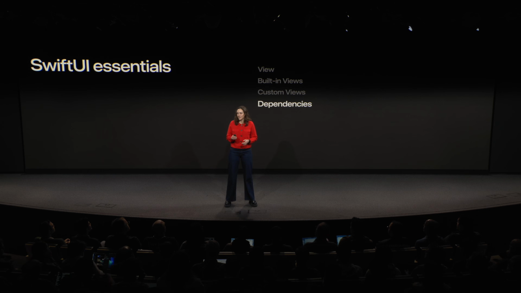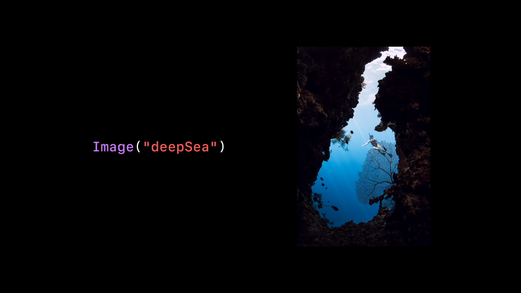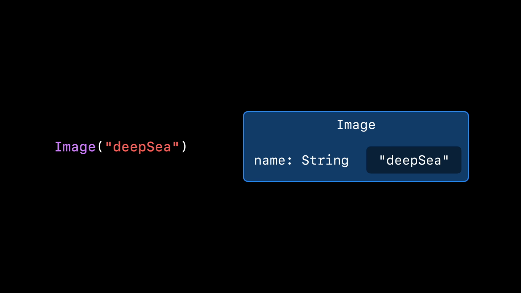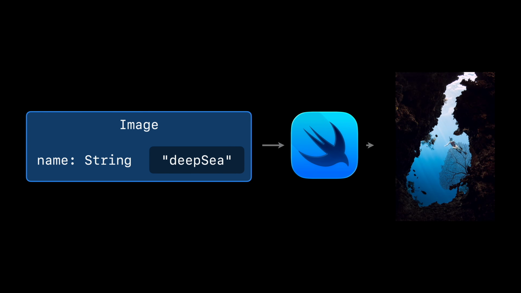SwiftUI views are driven by data, whether that data stays the same, like my image of the deep sea and the string Kona Deep Dive, or that data changes. All of the views I've shown today are dependent on data. The pixels on the screen are partially a result of the description, like image, and partially of the data, like deep sea. I mentioned earlier that all views are structs, and that means that all views are value types, and every instance of a view has a value. I like to visualize an instance of a view like this, with the name of the view on top, like image, and the data, like deep sea, below. SwiftUI takes a particular instance of a view, including the data, to render the pixels on the screen.